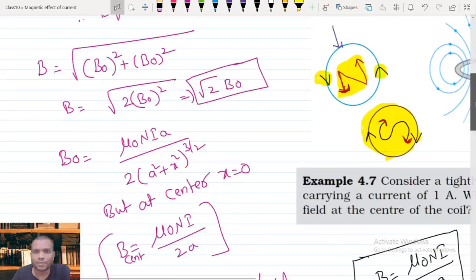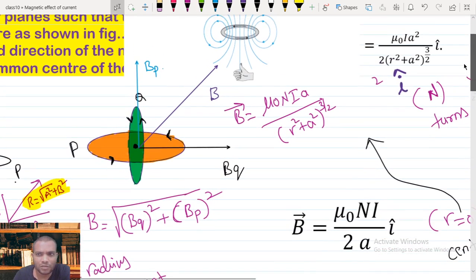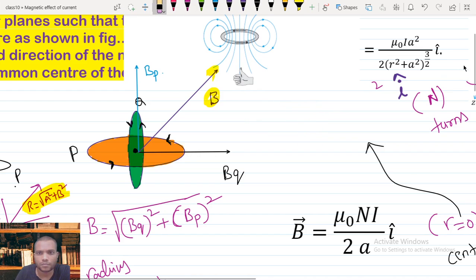Again I am giving one suggestion: before finding the magnitude, just figure out the direction. So finally we got the magnitude of the magnetic field and the resultant direction. Let's try one more model problem.